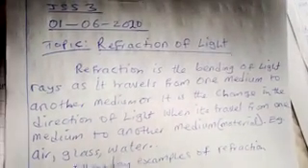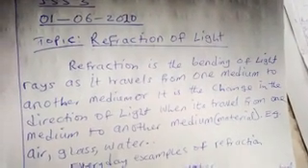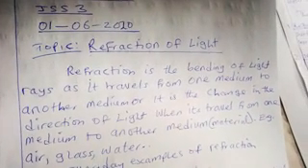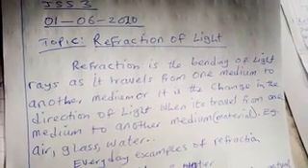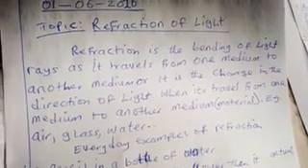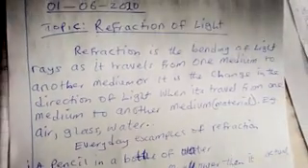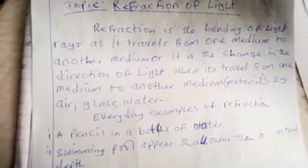So refraction is a bending of light rays as it travels from one medium to another medium, or it is a change in the direction of light when it travels from one medium to another. Example, air, glass, water.